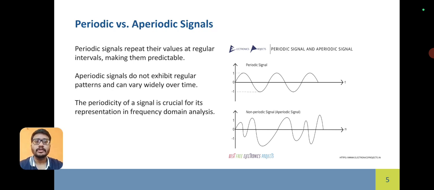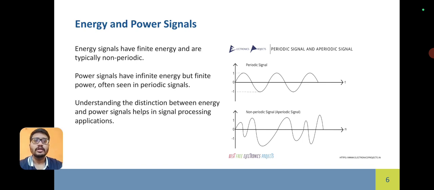Periodic versus aperiodic signals. Periodic signals repeat their values at regular intervals, making them predictable. Aperiodic signals do not exhibit regular patterns and can vary widely over time. The periodicity of signals is crucial for their representation and frequency domain analysis.